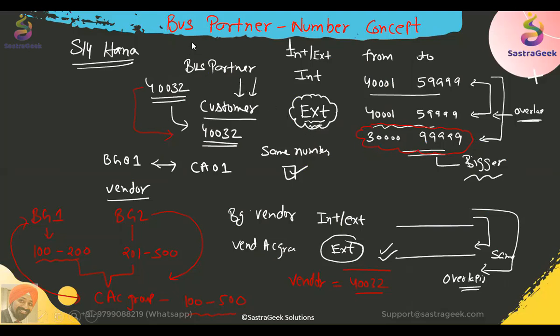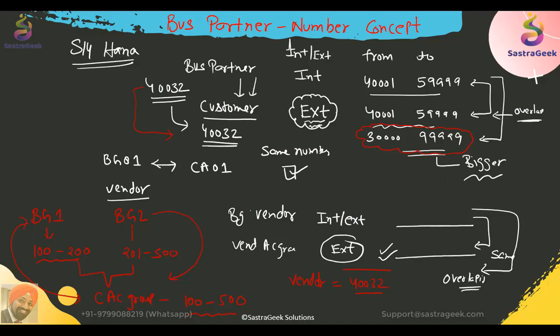Then we discussed the business partner number concept. What would be the numbering concept of the business partner? How the numbering would be given, what would be the number for the business partner, and what would be the number given for customer and vendor. That is what we have seen.